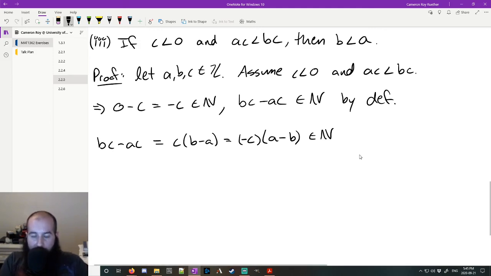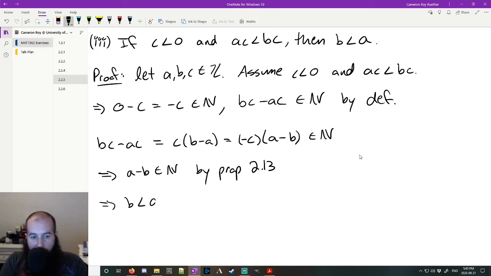And now again, we can apply proposition 2.13, because we know that a product of two numbers is natural, and we know that one of them is natural, negative C. So this implies that A minus B is natural by proposition 2.13, and this means that A is greater than B by definition, which is where we wanted to arrive, completing the proof.